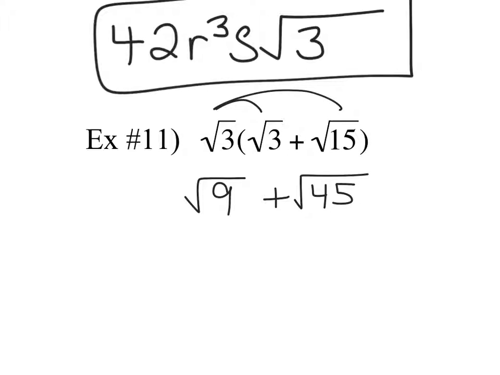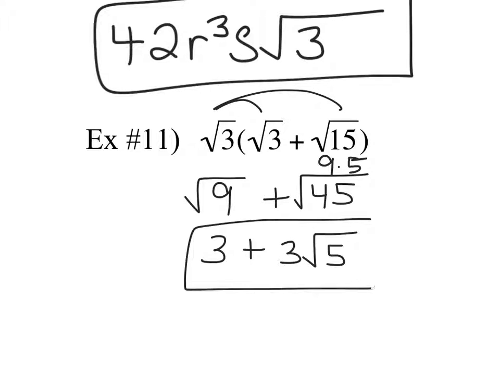All right, so let's simplify these. Square root of 9 is 3. The square root of 45, we have a perfect square in there. It's 9 times 5. And so this would be 3 rad 5. Now it's very tempting to add those two things together, but you can't. They're not like terms. We have a 3, and then we have a 3 rad 5. They're not both like rad 5s, so you can't add them up. That would be the answer.